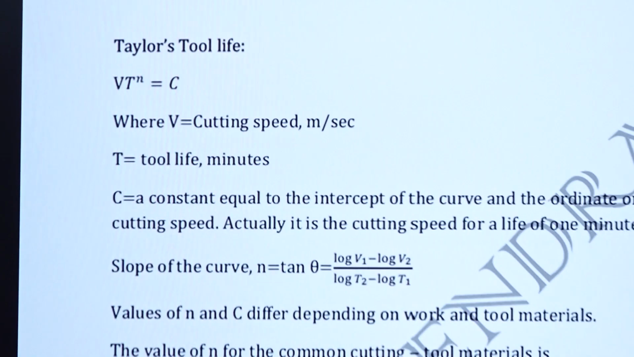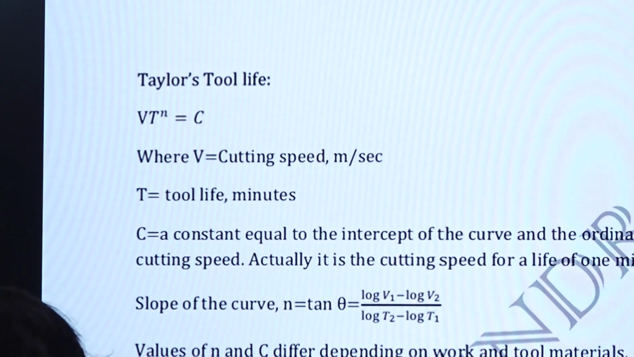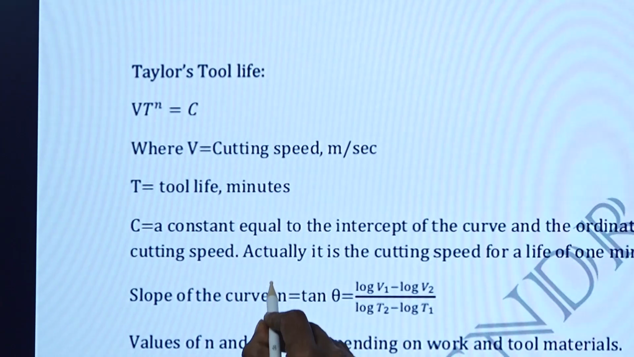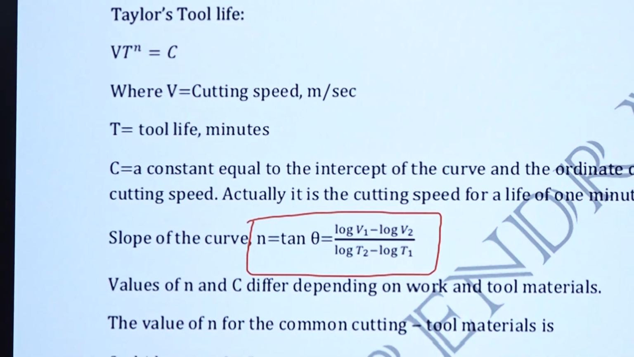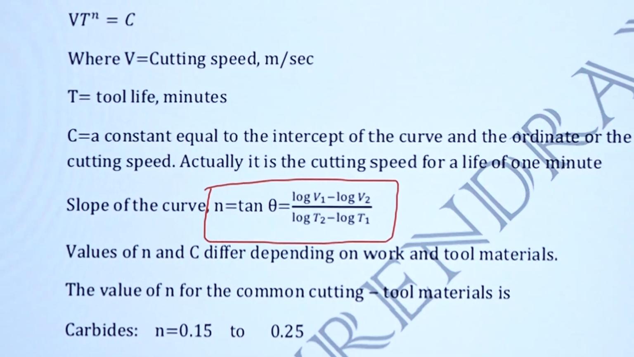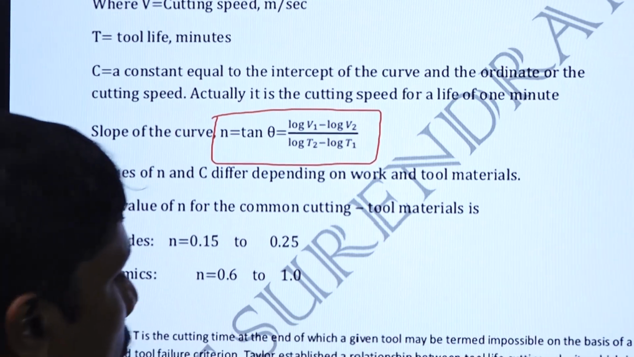This exponential constant can be calculated by using this formula. n can be calculated as log of V1 minus log V2 divided by log T2 minus log T1. So it has to be remembered.